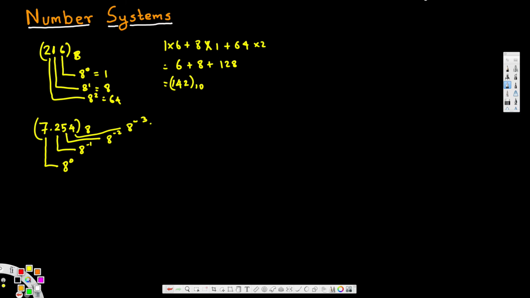Now let's put the values for these. 8 power 0 is 1, 8 power minus 1 is 1 over 8, 8 power minus 2 is 1 over 64, and 8 power minus 3.